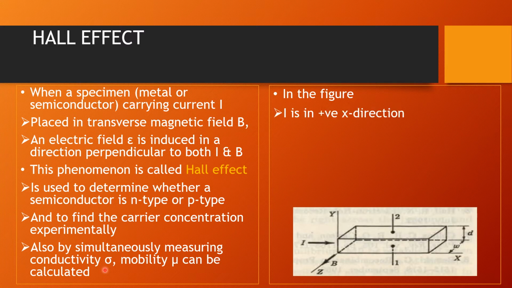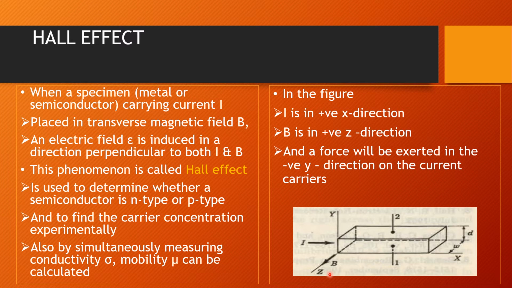In the figure, I is in the positive x direction, B is in the positive z direction, and a force will be exerted in the negative y direction on the current carriers.